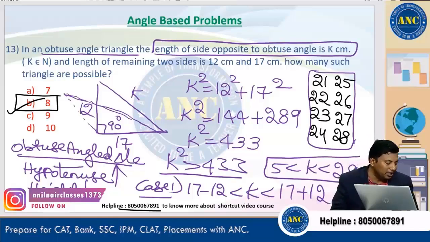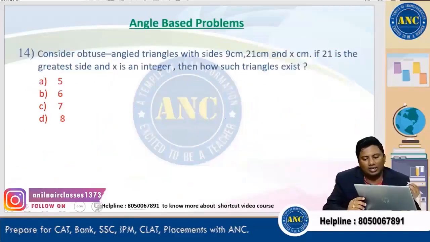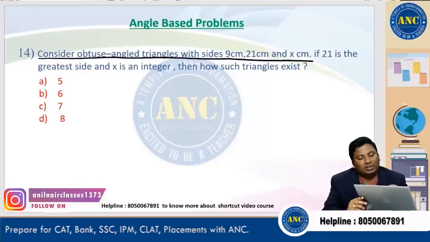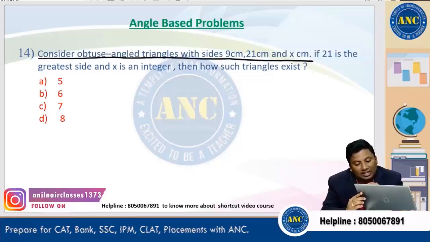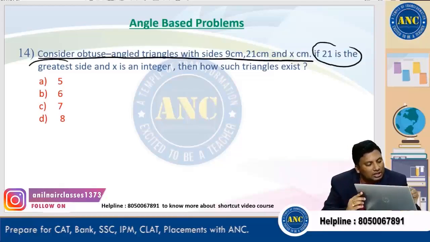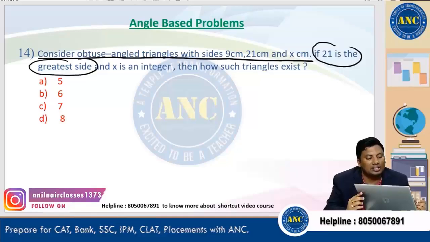13th one, I hope it is clear, right? 14th one, the idea is very clear. Once you understand it, you can solve it. Same thing. Consider an obtuse angled triangle with the sides 9, 21 and x. 21 is the greatest side. He has mentioned that 21 is the greatest side.